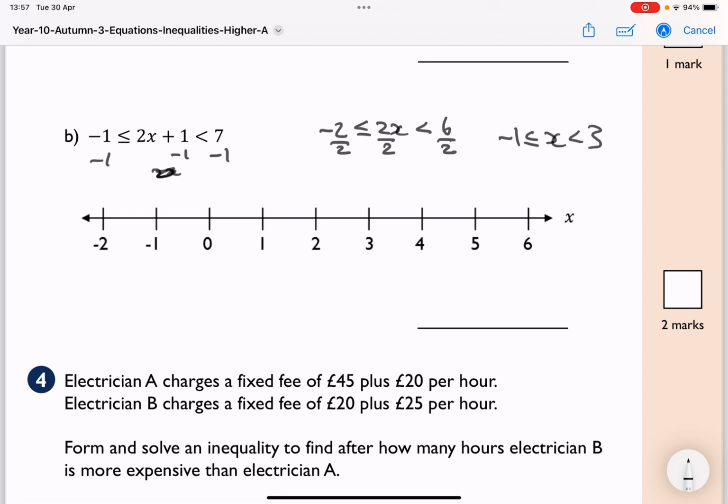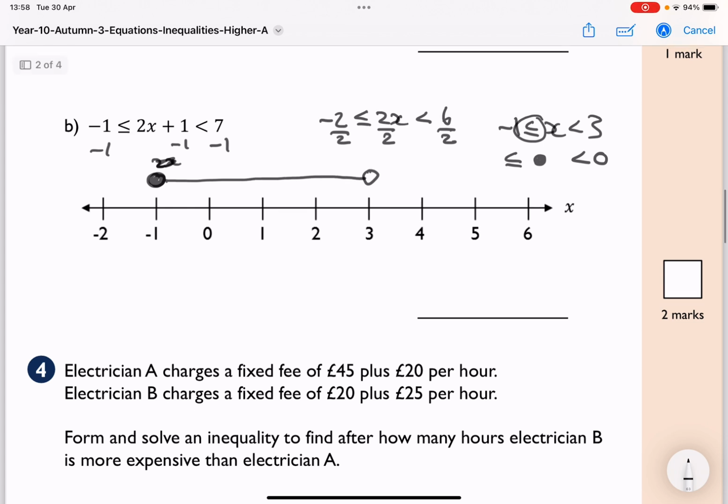So then what I do is I put my circle at minus 1, my circle at 3, put my line in between, then decide on what I colour in, remembering that if it's got an equals, I colour it in. If it hasn't got an equals, then I just leave it open. So the equals is near the minus 1. So that is my diagram.